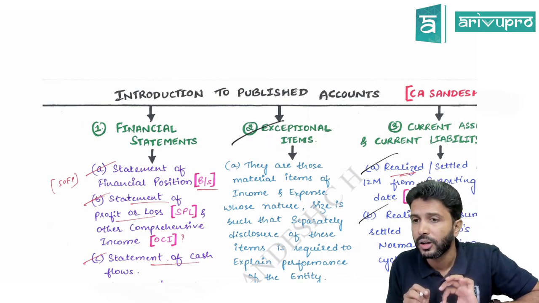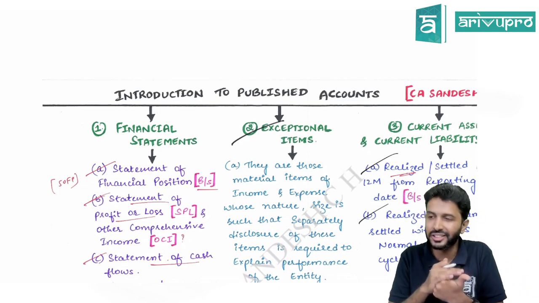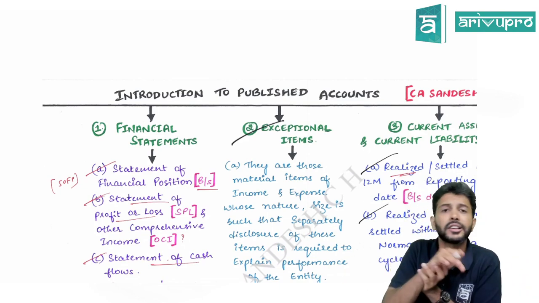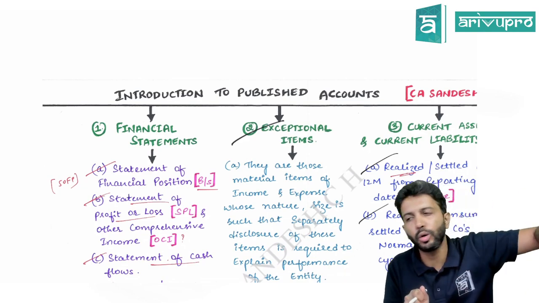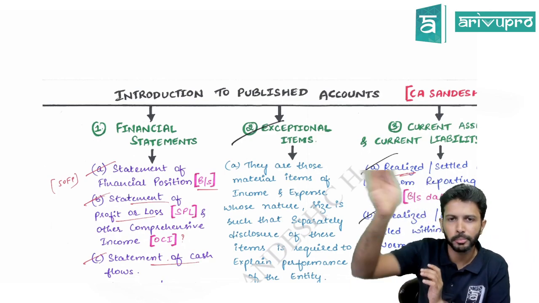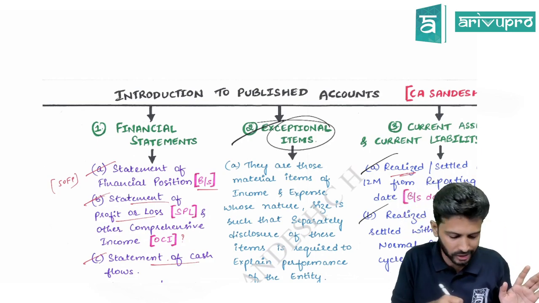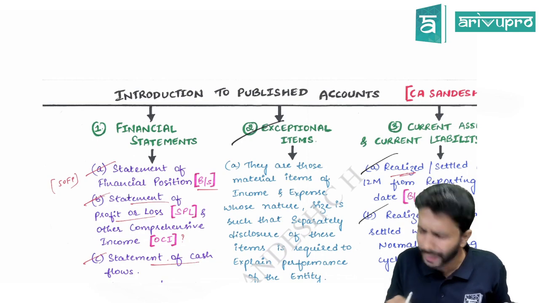Did you understand? Those items of income and expenses, if you feel are necessary to be disclosed to understand financial statements better, disclose them separately. Don't play chupa rustam. Don't hide it somewhere. Make it pretty evident. Okay, that's all an exceptional item is. One example of an exceptional item I gave is what?